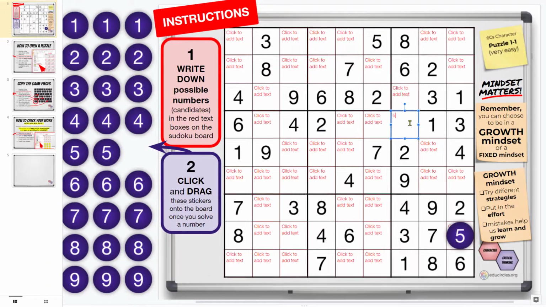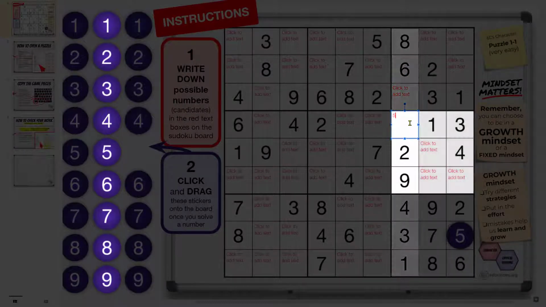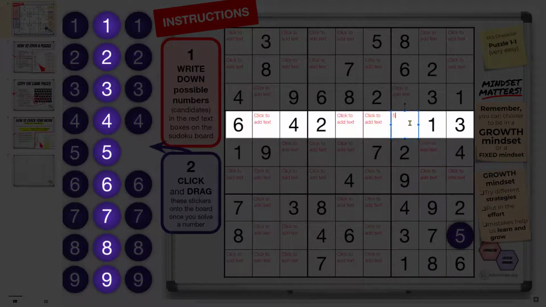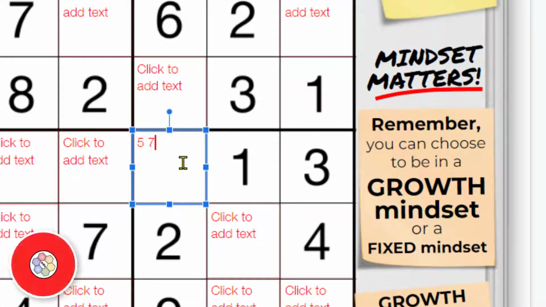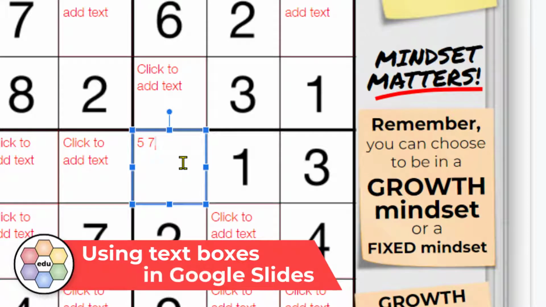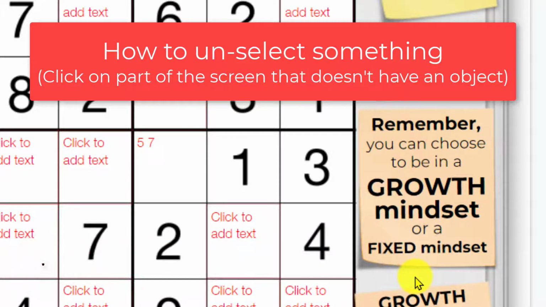Okay, if I keep checking numbers in this column, I see the number 6. The next number that's missing is 7. And let's check. It's not in the box, and it's not in the row, so this cell could also be a 7. I'll type that in. A couple of pro tips about using text boxes in Google Slides. When I need to unclick something, I just click somewhere off of the screen where there isn't a movable object. So I'll just click over here.